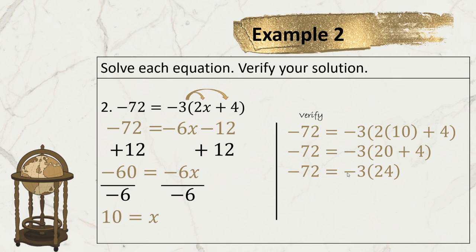-3 times 24. Okay, hopefully if we did that right, we should have gotten -72 is equal to -72. And that, of course, is a true statement, so we know that our solution is correct. Okay, that is example 2. Let's look at example 3.